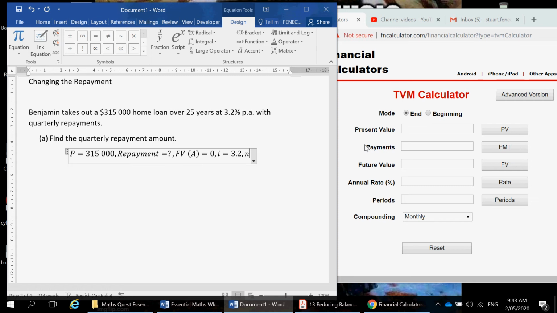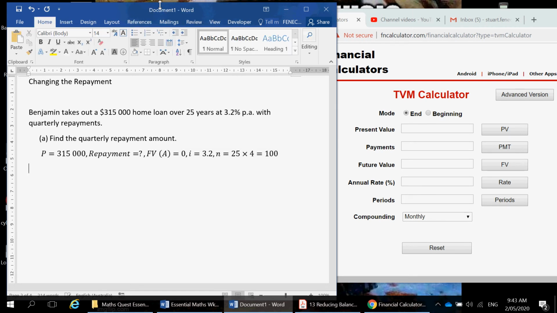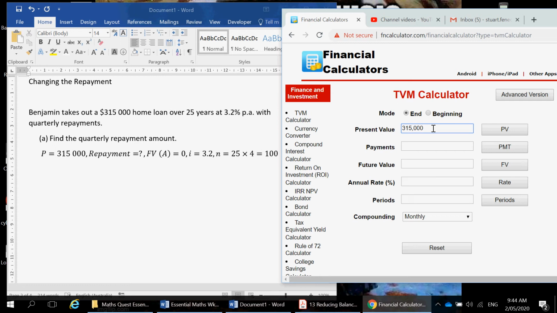The number of time periods, N. Now, it's 25 years, but it's in quarters. So how many quarters will be in 25 years? We get that by multiplying by 4. So there will be 100 quarters over 25 years. Right, we have extracted the information from the question. We can now put it in the calculator. We're trying to find out the payment. Future value of 0, annual rate of 3.2, 100 time periods. Make sure it's quarterly. We've entered everything from the question.